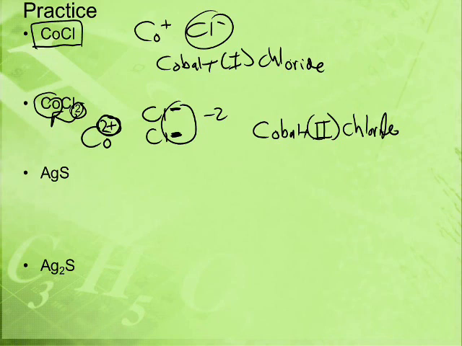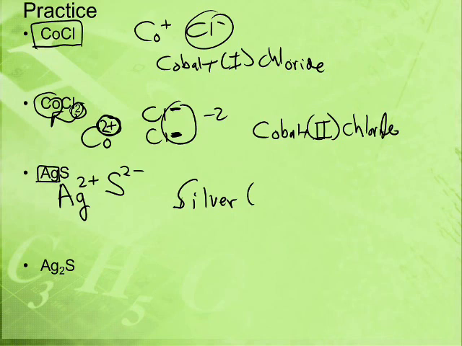Let's look at silver sulfide. But what is it? Silver 1, silver 2, silver 3? Well, sulfide has a charge of 2-. Thus, it's a 1-to-1 ratio, so that means this silver must have a charge of 2 plus. So it's going to be silver 2 sulfide, because it's 2 plus.